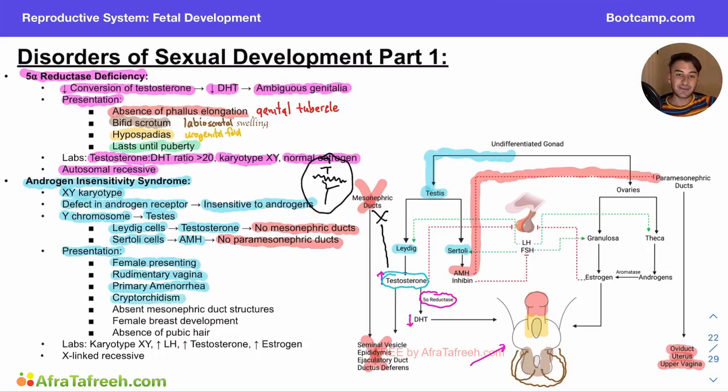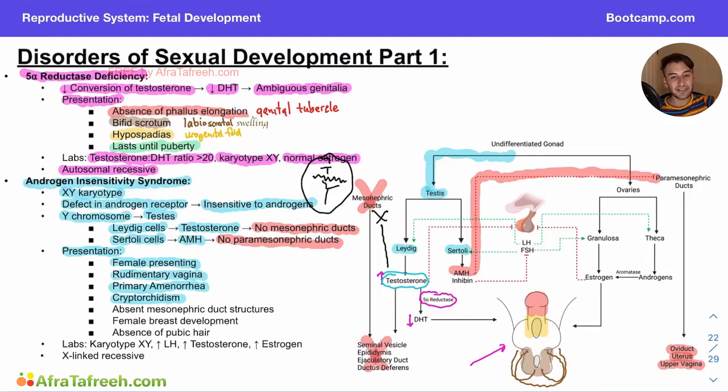And why is it that these patients get cryptorchidism? The reason here is because our testes are reliant on testosterone in their migration from the retroperitoneum down into the scrotal sac. And so if this migration does not occur, you're going to have testes somewhere in the retroperitoneum. Sometimes they can be found in the labial folds. They're not going to be in the correct position.